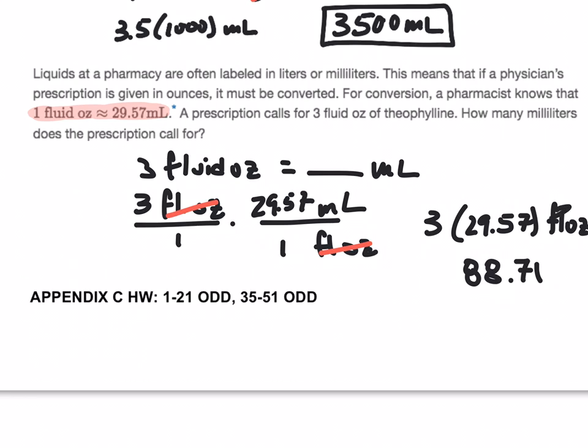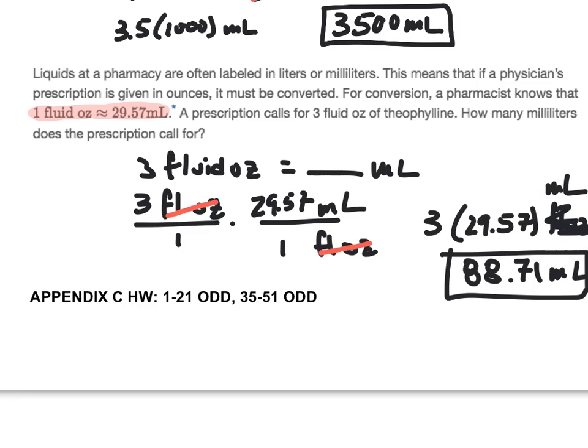No, this shouldn't be fluid ounces, this should be milliliters, I'm sorry. And this answer should be in milliliters. So I just caught myself, and I knew I caught myself because the question asked me how many milliliters. We're trying to find milliliters here, and we divided out fluid ounces. So that's what we've got.